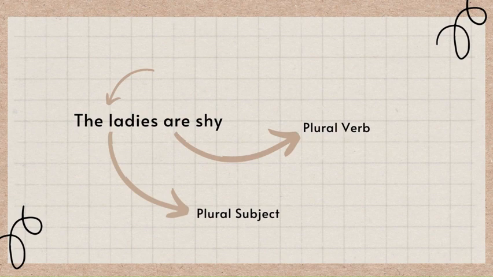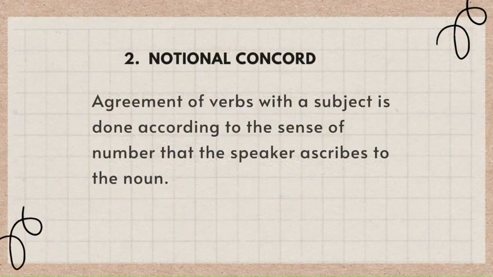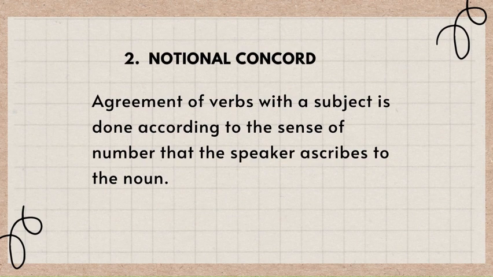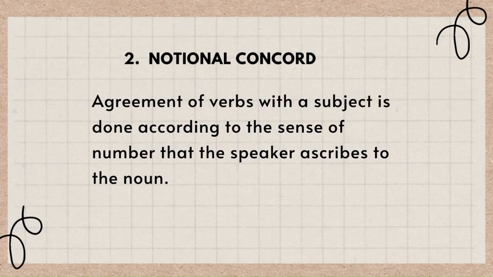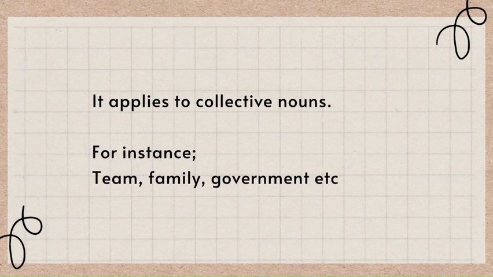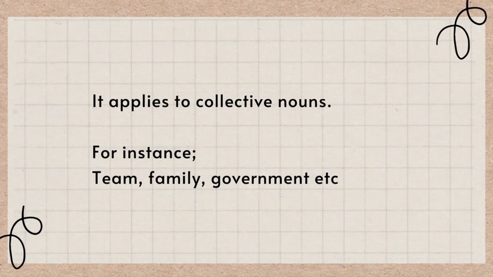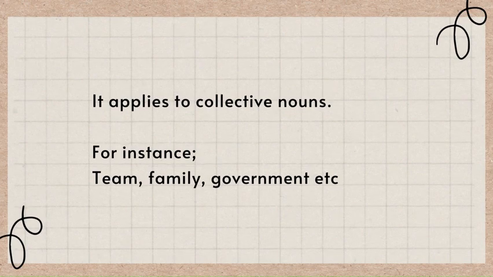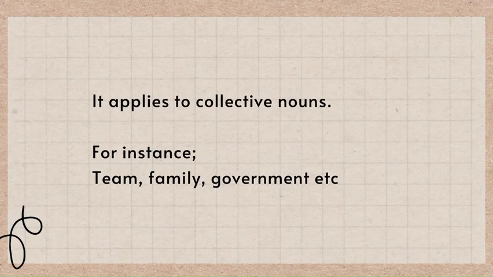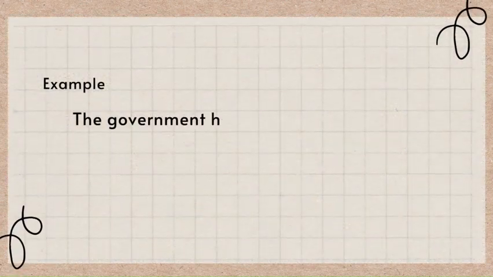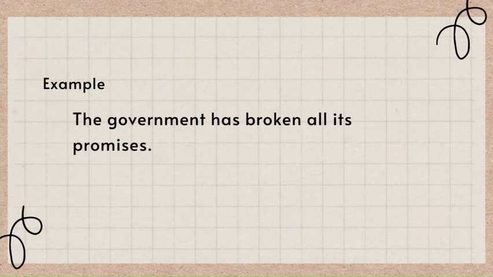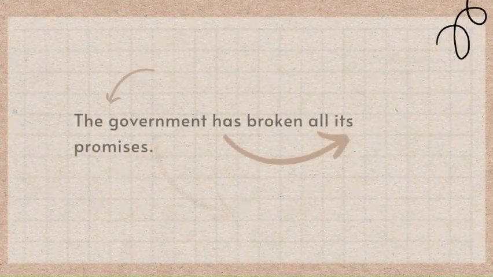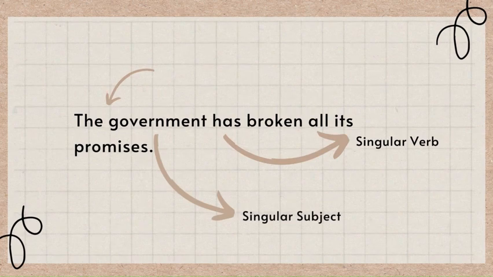The second type or principle of concord is the notional concord. Here the agreement of verbs with subject is done according to the sense of number that the speaker ascribes to the noun. So it is important to note that notional concord applies to situations like collective nouns, for instance, team, family, government. So we have examples like the government has broken all its promises. Here we are referring to the government as one body.